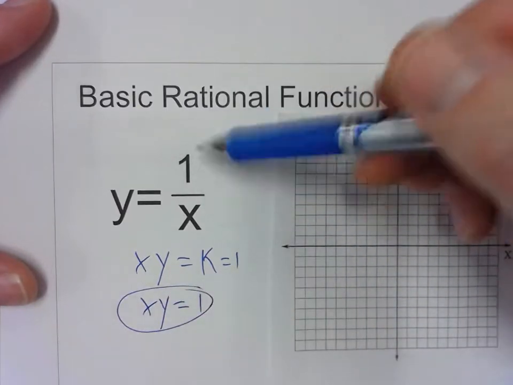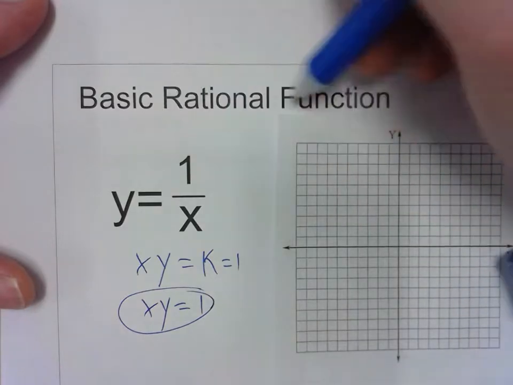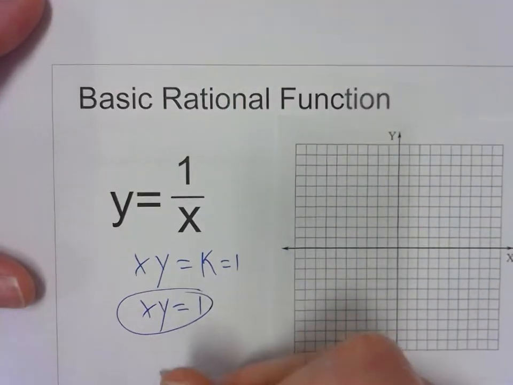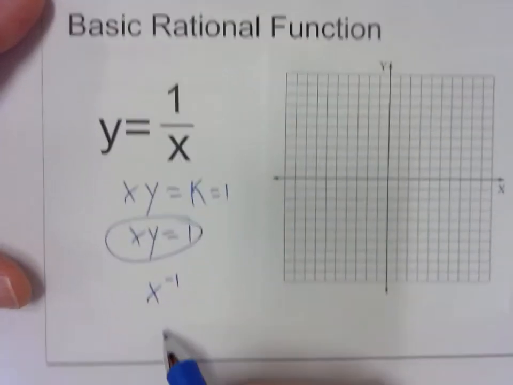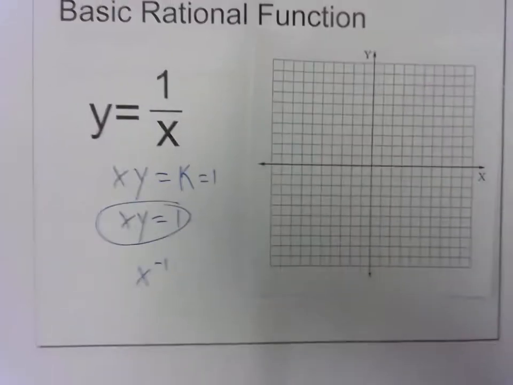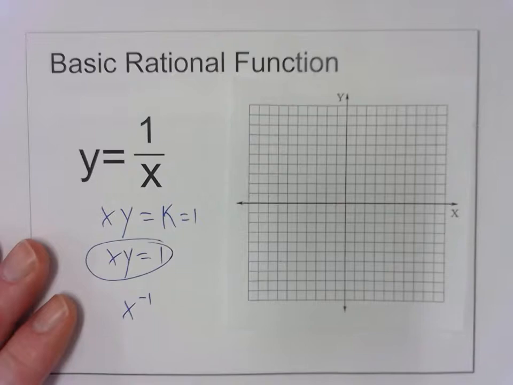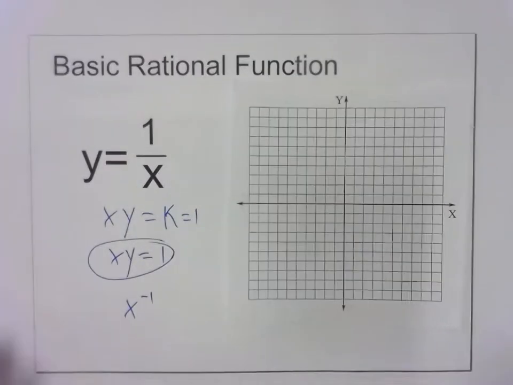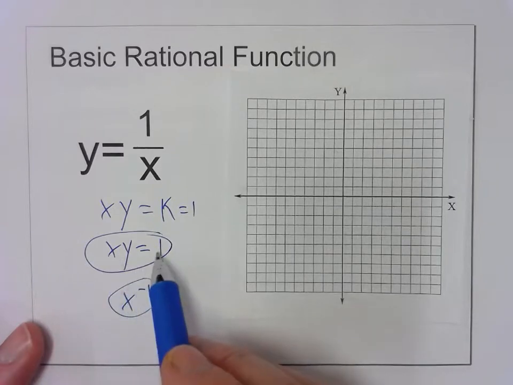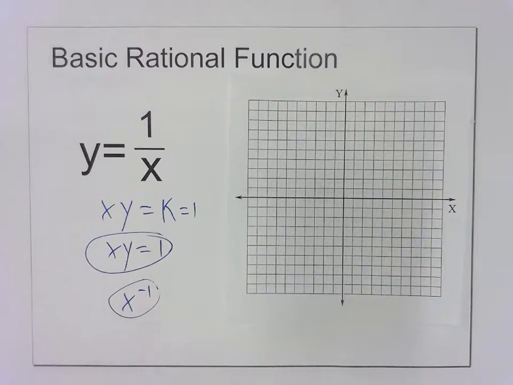So it's an inverse relationship, so you can say it's a rational function or it's the inverse function. And also on the calculator, x to the negative 1 is considered the inverse button on the calculator. Okay, let me move this up a little bit and adjust, refocus. So this is the inverse button on the calculator, like x to the negative 1, x times y is equal to 1, which is x times y equals k, the basic rational function.